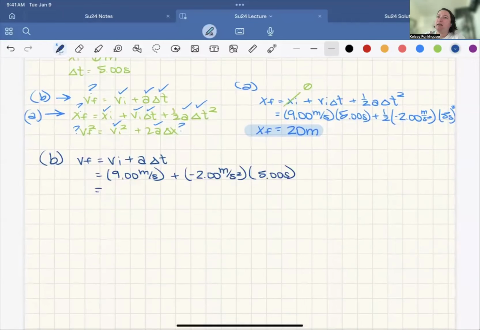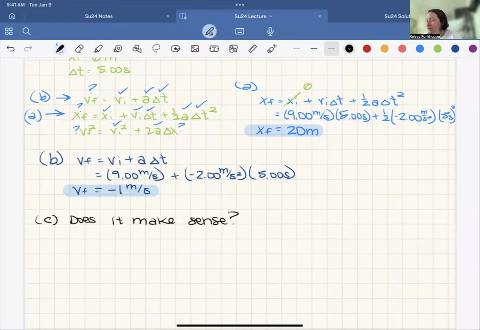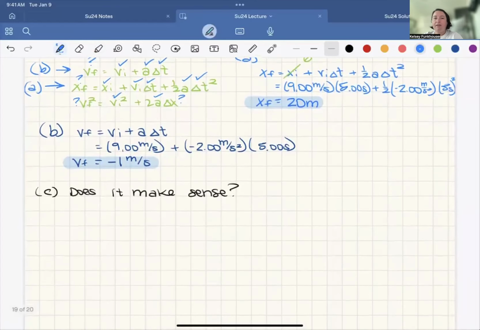So this gives us, oddly enough, a final velocity of negative 1 meter per second. Interesting. But the next part of the question asks us if that makes sense. So let's think about that. Does it make sense? Not really. No. If she was moving, let's look at that. Let's draw it really quick.